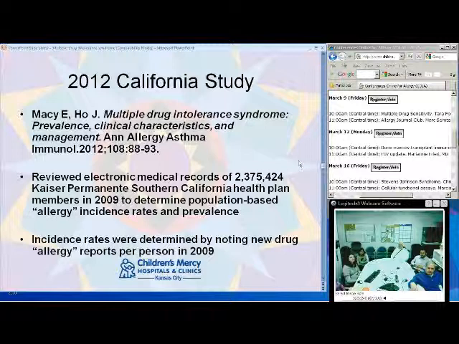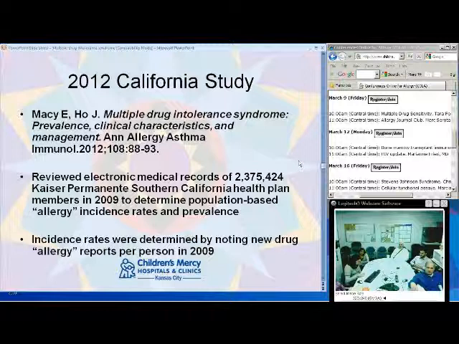So for incidence, they looked at just the year 2009, anyone who was enrolled during that year. For incident rates, they actually noted new drug allergy per person in 2009. So anytime someone developed a new allergy, they used that to determine their incidence rates.